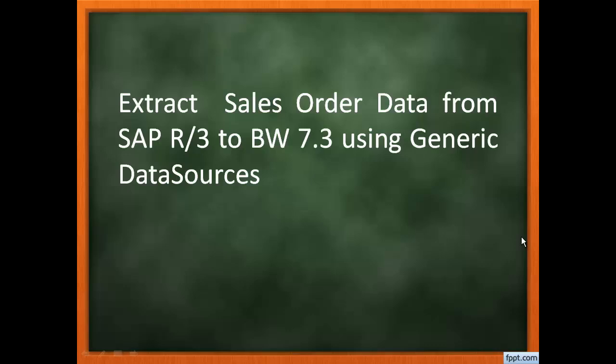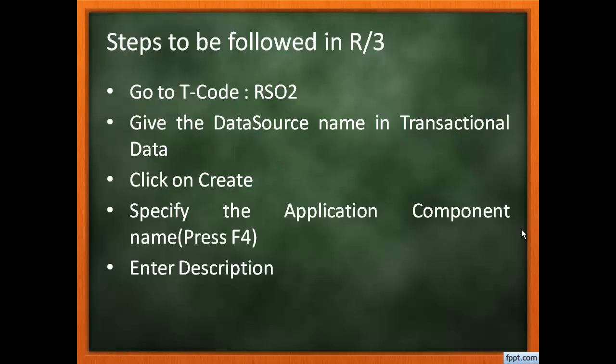Extracting sales order data from SAP R/3 system into SAP BW 7.3 using generic data sources. First, you need to follow certain steps in the R/3 system side. Let's check it out. What are the steps we need to follow?